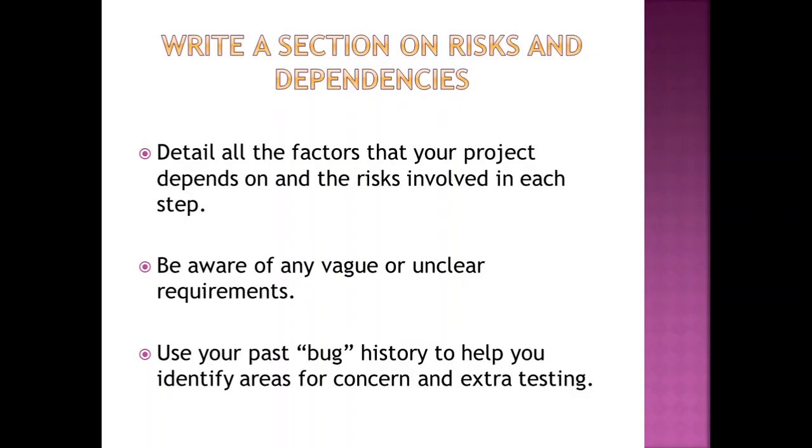Then you have your risks. Mentioning the risks is very, very important. You have to detail all the factors that your project depends on and the risks that are involved. So be aware of any unclear requirement. I think we had a detailed discussion of how an unclear requirement could affect a product at a later point of time. If there are any unclear requirements, mention that explicitly, and also from your past bug history: if you have handled any such application from the same domain earlier, you should have that in your mind and put that also as a risk in your risk and dependency section.